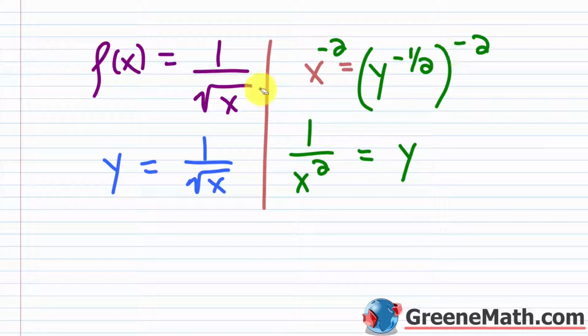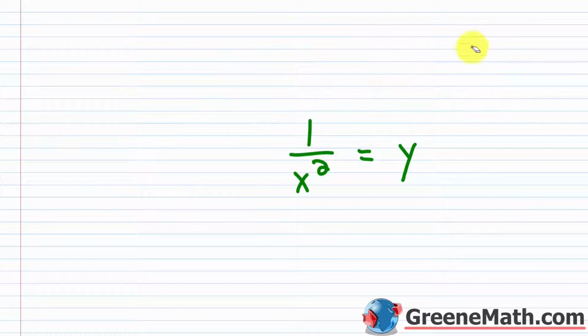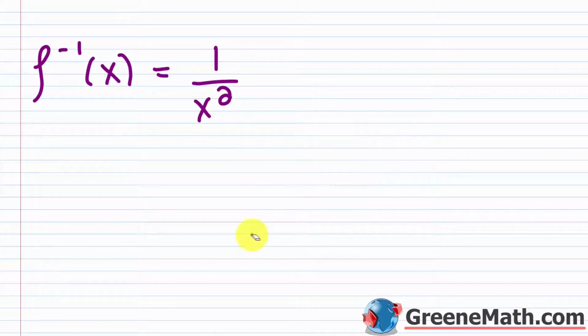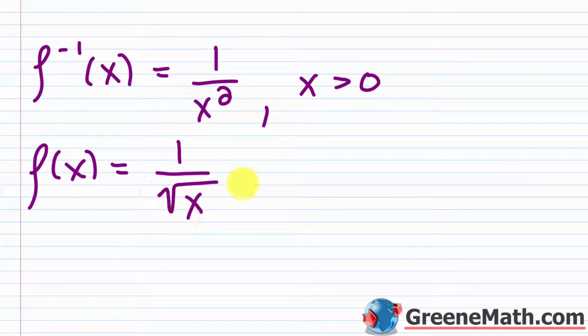Now, let me erase this over here, and erase this. And let's state this as our inverse. We'll say f inverse of x is equal to 1 over x squared. But again, we have to put our domain restriction in here. So we say that x needs to be greater than 0. And again, my f of x is equal to 1 over the square root of x, and for the domain here, x is also greater than 0.